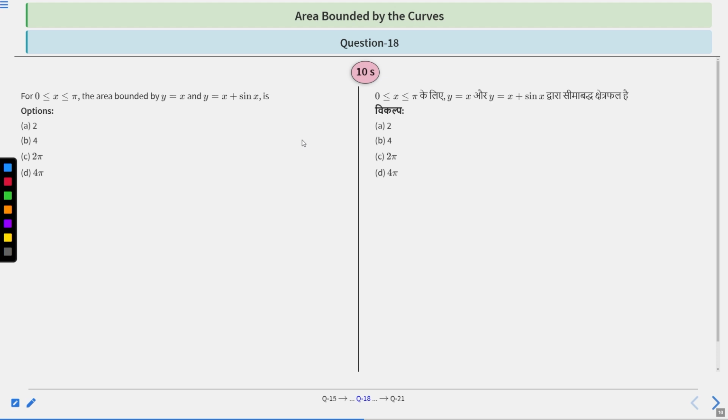Clear? From which interval? So if from 0 to pi, sin x is always positive. Therefore, x plus sin x will always be greater than x. Therefore, we'll try to integrate. Suppose this is equal to f(x) and this is equal to g(x). Therefore, integration of f(x) minus g(x) from 0 to pi. Clear? So in this way, you try to approach this question.